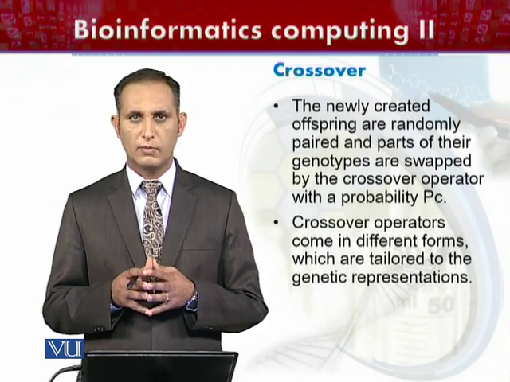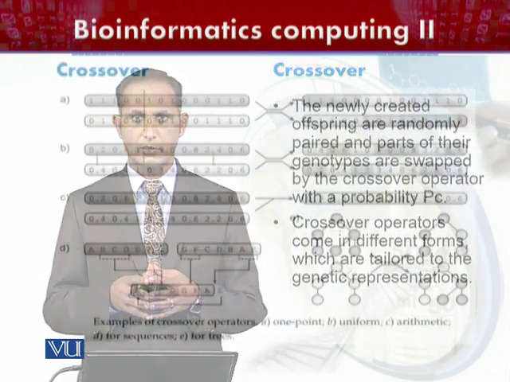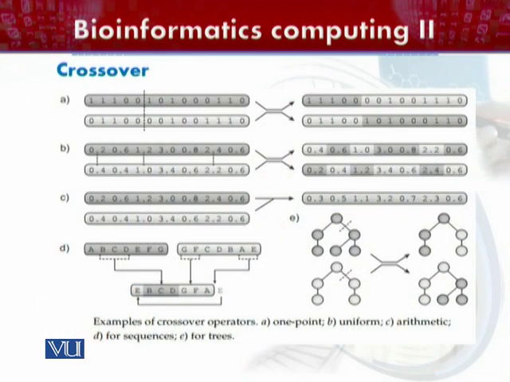Crossover operators come in different forms. In this figure, we can see the different forms of the crossover operator, and through this figure we will try to understand the basic logic and mechanism of the different types of crossover operators. Figure A is representing the 1-point crossover operator. A crossover operator may be 1-point crossover if it is taking place at just a single point.